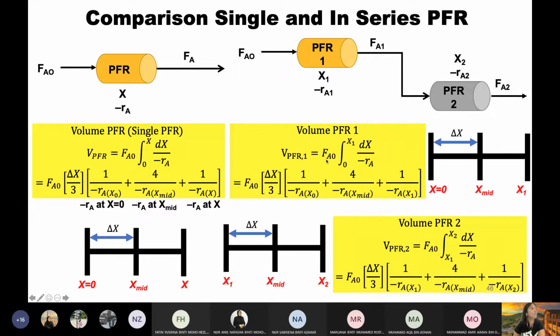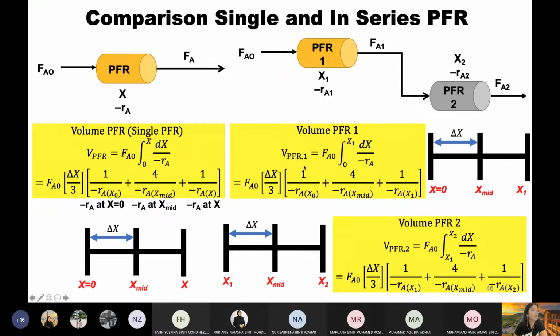So, formula dia menjadi volume PFR first. So, bila kamu nak kira volume bersiri ni, kamu kena tengok kamu kira reaktor pertama ke, reaktor kedua ke, so on and so forth. You have to specify in your calculation. Volume PFR 1 equals to FA0. Masih sama. Masih lagi FA0 di hadapan. But now become integrating 0 to X1 dX per minus RA. Sama konsep, kita kena juga guna Simpson one-third rule. So, FA0 in bracket delta X per 3. Saya lupa nak explain pasal delta X. Nanti kejap lagi saya explain. Sama je konsep dia. Delta X per 3 in bracket 3 point.